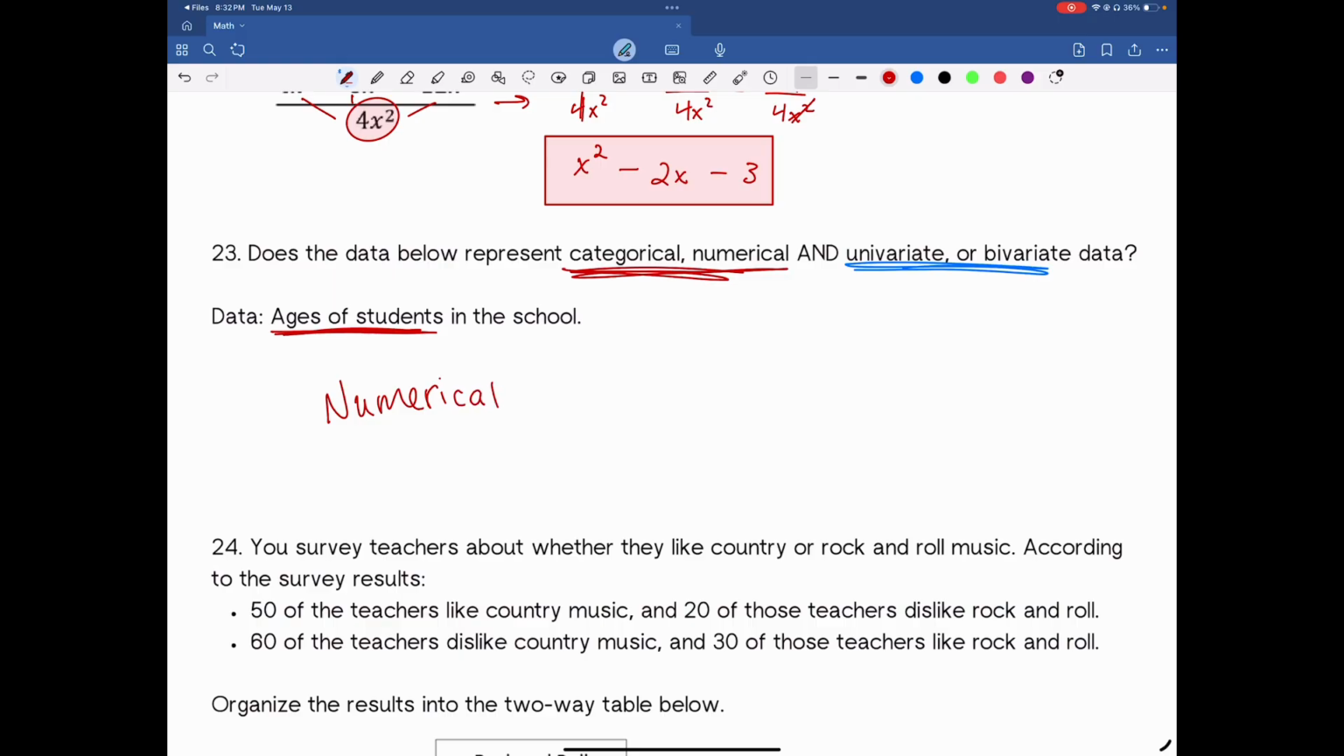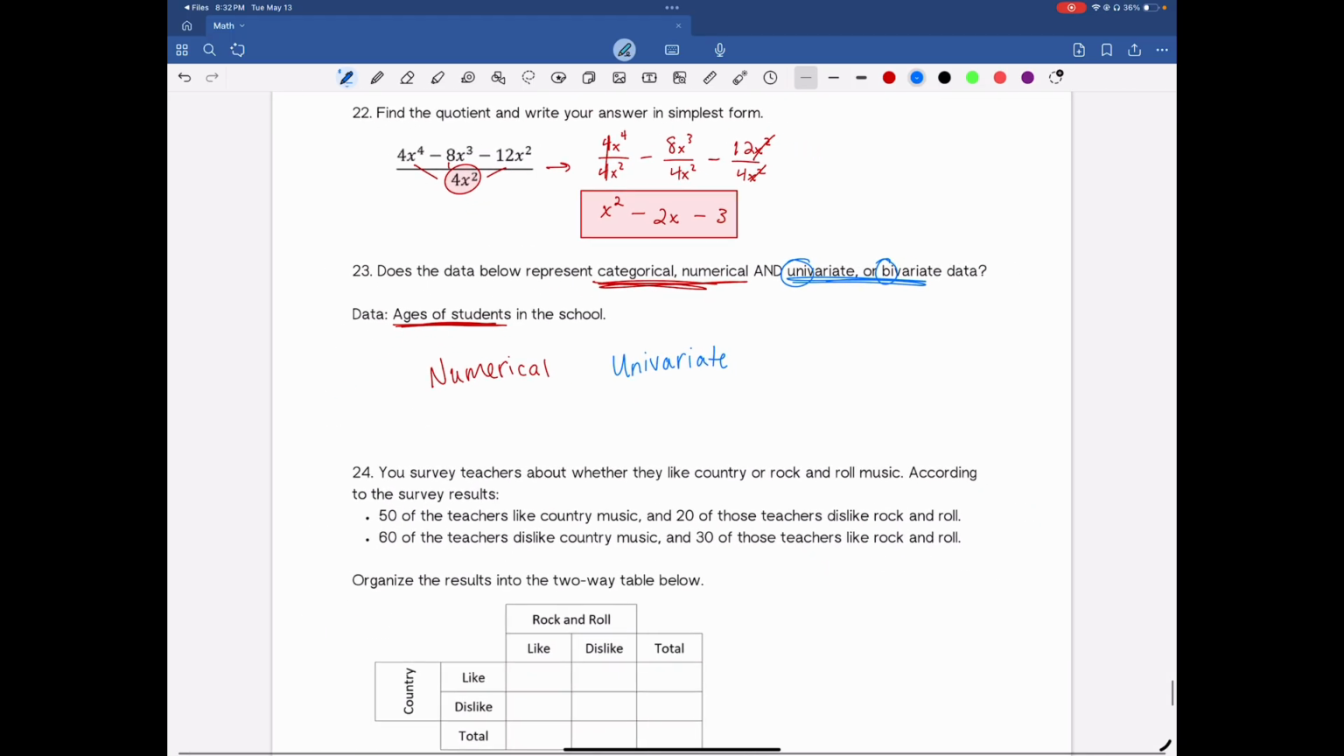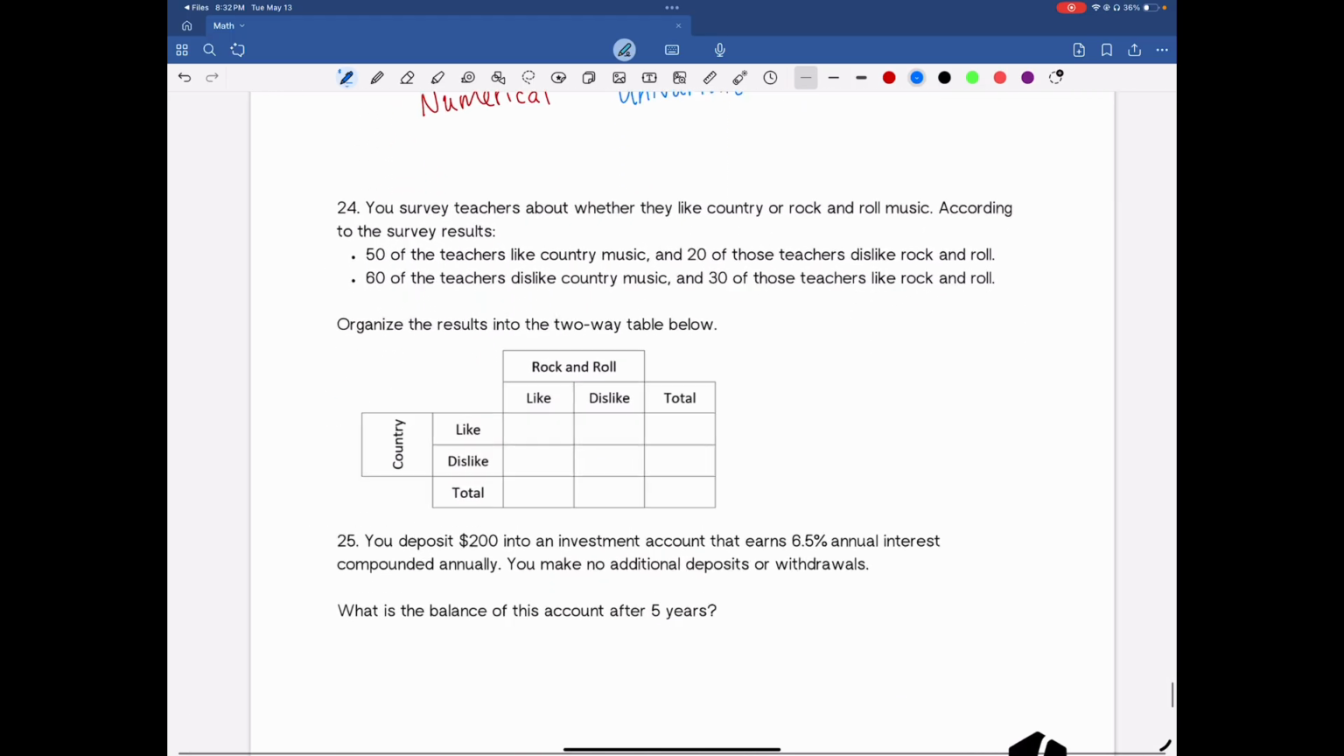Now we need to determine if this is univariate or bivariate. Remember, the difference here is one or two variables. We're just talking about ages of students in the school. So this is going to be univariate. Only one thing we're looking at. If we're looking at ages and how they get to school, that would be different. Be two variables there.